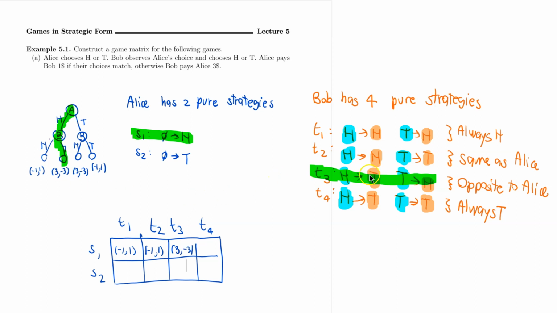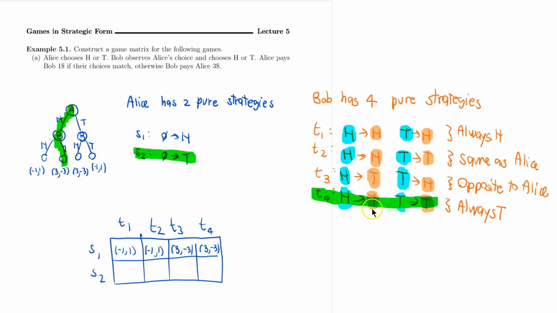For the next entry, if Bob chooses T4, then Alice will play head and Bob will always choose tail. So we're going to end up in the same entry here, 3 and negative 3. Now, let's look at the second row. For the second row, that means Alice is going to play S2 now, so Alice will choose tail.